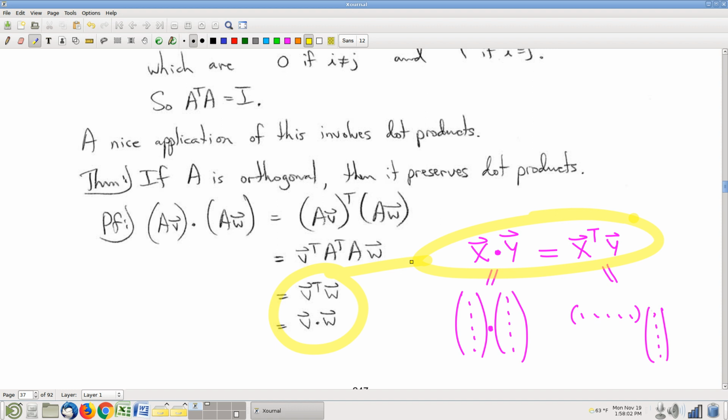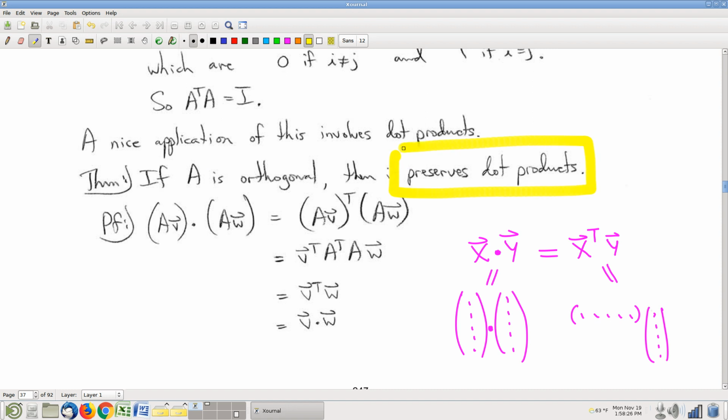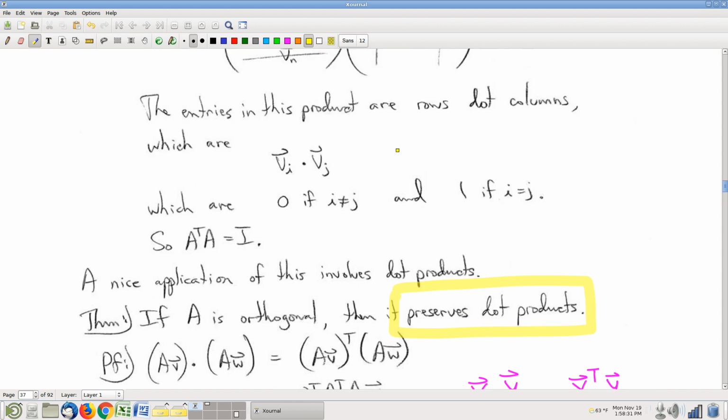Okay, notice it was critical that we be able to make this go away, right? The A transpose A being the identity was essential. So this result only applies when that holds. Namely, this only applies for orthogonal matrices. Now, why do we care about this? Well, for one thing, it's algebraically kind of interesting. But the fact that it preserves dot products has some nice geometric upshots.